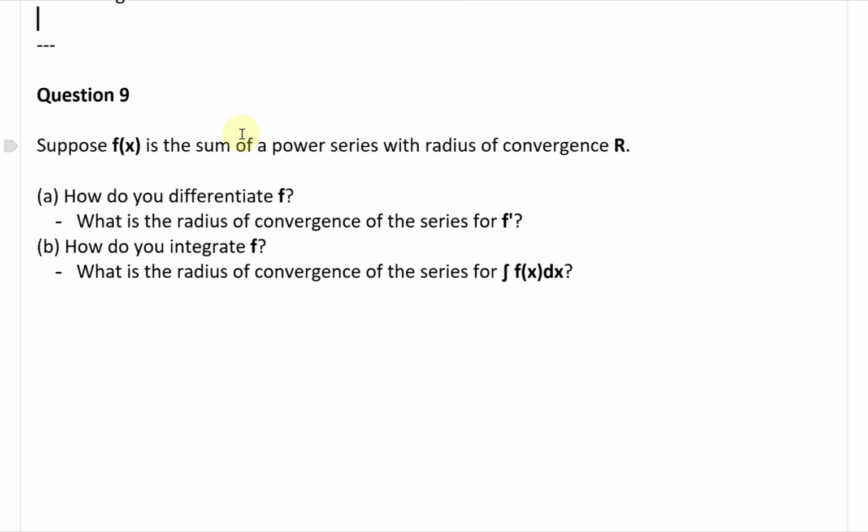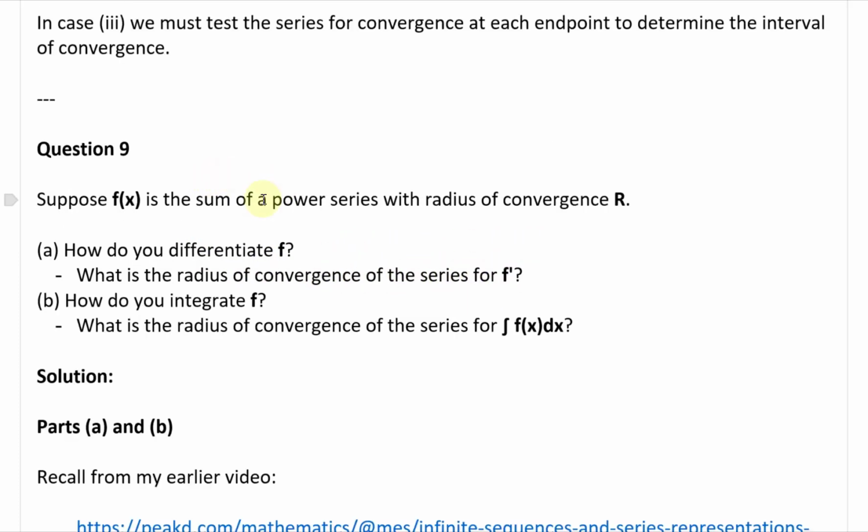Alright, so now let's go further and look at question 9. This states, suppose f of x is the sum of a power series with radius of convergence R. Part A, we're asked, how do you differentiate f? And what is the radius of convergence of the series for f prime, the derivative of f? And B, how do you integrate f? And what is the radius of convergence of the series for the integral of f of x dx? Alright, now let's take a look at the solution.